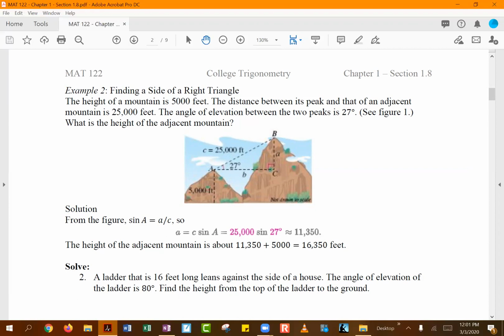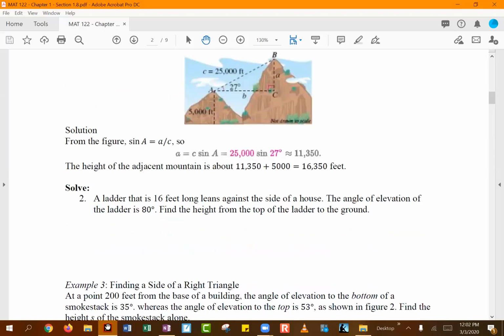So using the sine function, they actually come up with what this distance here is going to be, which is going to be horizontal, right, to this peak of the smaller mountain. And that distance actually comes out to be 11,350. But as you can see, that's only this part of the mountain, which means we still have to consider this height of 5,000 coming from here. So that's why they're actually adding 5,000 to it to give you the complete height of that taller mountain. Does that make sense? Okay, very good.